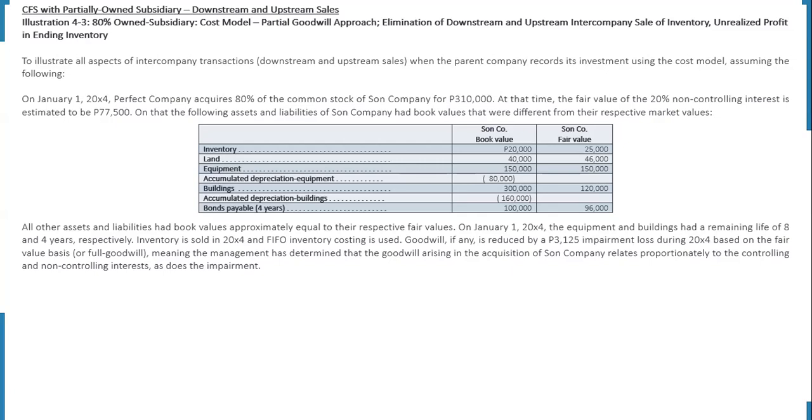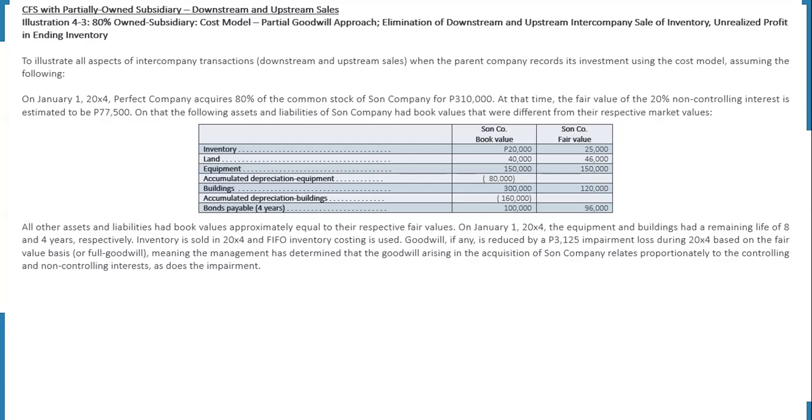We have the debits for inventory, Sun at book value and at fair value, land, equipment. The equipment has the same balances, but we have the accumulated depreciation. Then we have buildings, accumulated depreciation, and finally the bonds payable, good for 4 years. All other assets and liabilities had book values approximately equal to their respective fair values. On January 1, 2024, the equipment and buildings had a remaining life of 8 and 4 years.